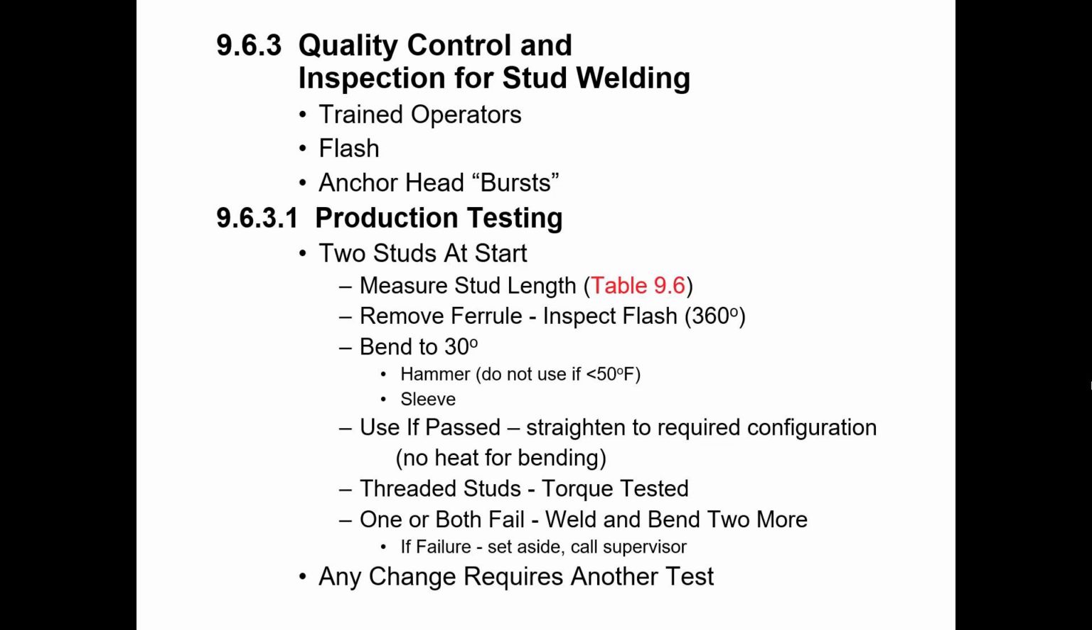Whether it's a headed stud or a threaded stud, if one or both of those studs fail, then you need to adjust your welder settings, do what you need to do, weld two more, test two more, and if you get another failure, set it aside and work with your supervisor to figure out what's going on. So that's all the two studs at the start.